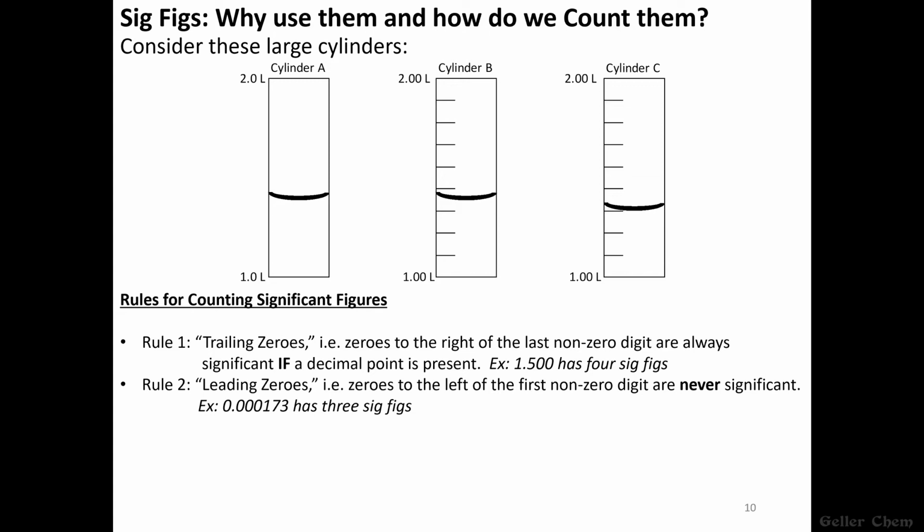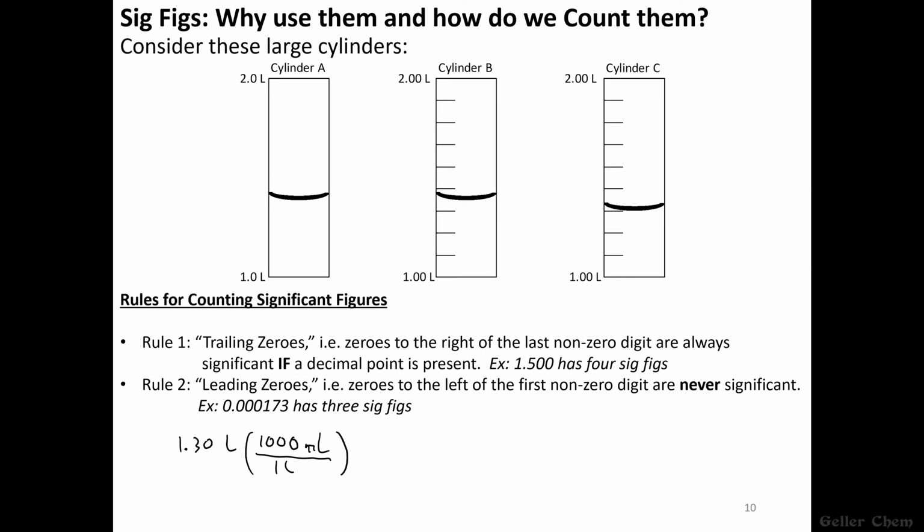So 0.000173, all those zeros leading up to that 1, they're not significant at all. And that is a 3 sig fig number. Now what if we went the other way and went from liters to milliliters? So let's take that 1.30 liters and convert that to milliliters. We would go 1 liter on the bottom, 1,000 milliliters up top.